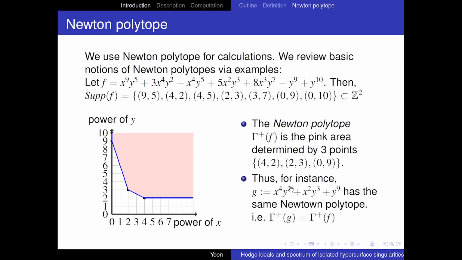So there are many polynomials giving the same Newton polytope. For instance, you can choose only these 3 points, these 3 monomials, that give the same Newton polytope here.